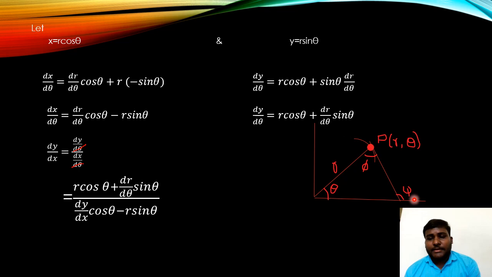Here we are going to explain the figure, where the point P on the plane is P of r, theta, on the curve r is equal to f of theta, where r is the radius vector and theta is the angle between the radius vector and the initial line. The tangent drawn from the point P to the initial line forms two angles, that is phi and psi. Let's go further.